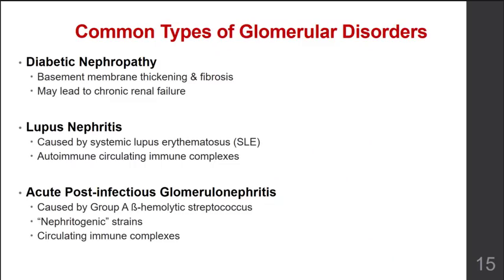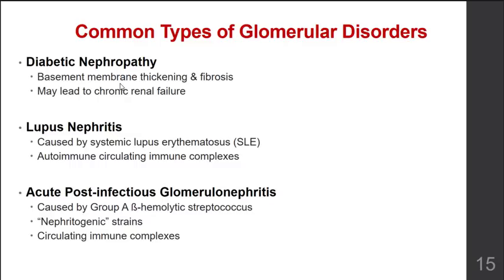This slide shows the 3 most common types of glomerular disorders, so diabetic nephropathy, lupus nephritis, and acute post-infectious glomerulonephritis. Starting with diabetes. Diabetes, at least in Canada, is the #1 cause of renal failure. Renal failure happens, as we know from Patho 1, due to damage in the basement membrane of the kidney due to chronic hyperglycemia. Recall that there's increased glycation of glycoproteins throughout the body.